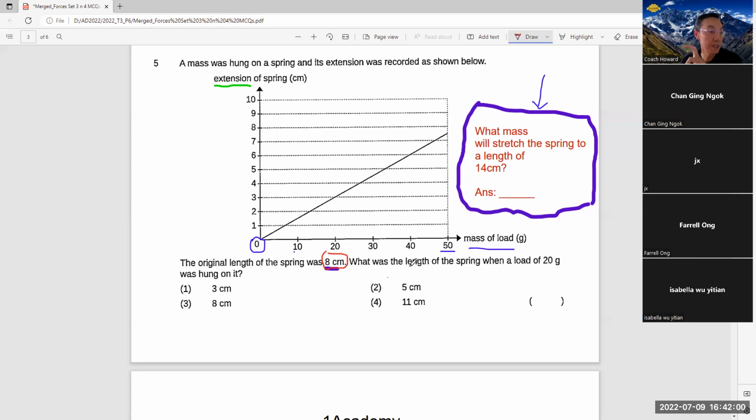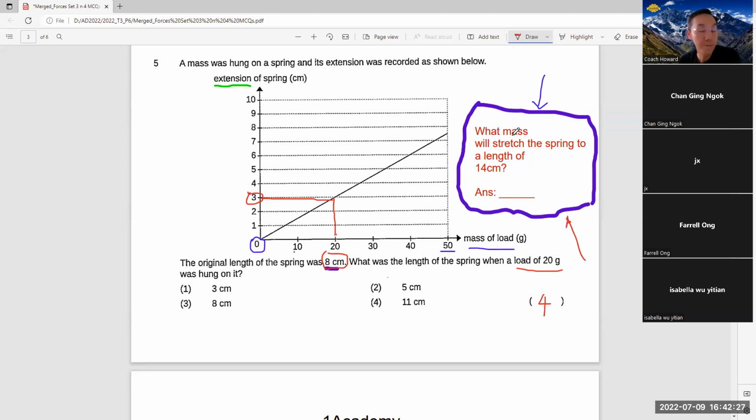So what is the length of the spring when a load of 20 gram was hung? From here, you take a ruler, right? You draw the line here, and then you see this part. So it's 3, right? So this is extension, correct? Extension is 3, original length is 8. So the total length will be 8 plus 3. So the answer is 11. Now this is my additional question.